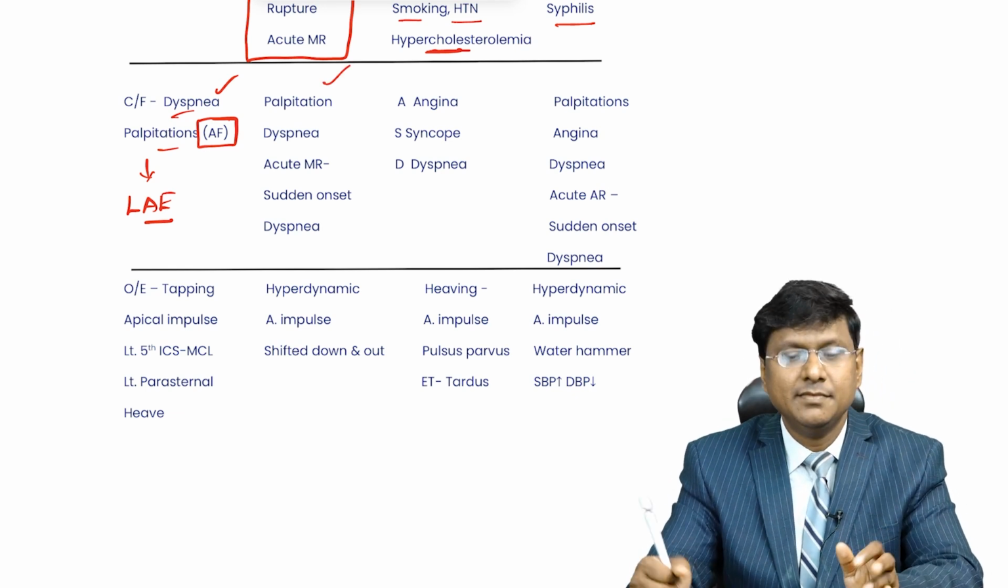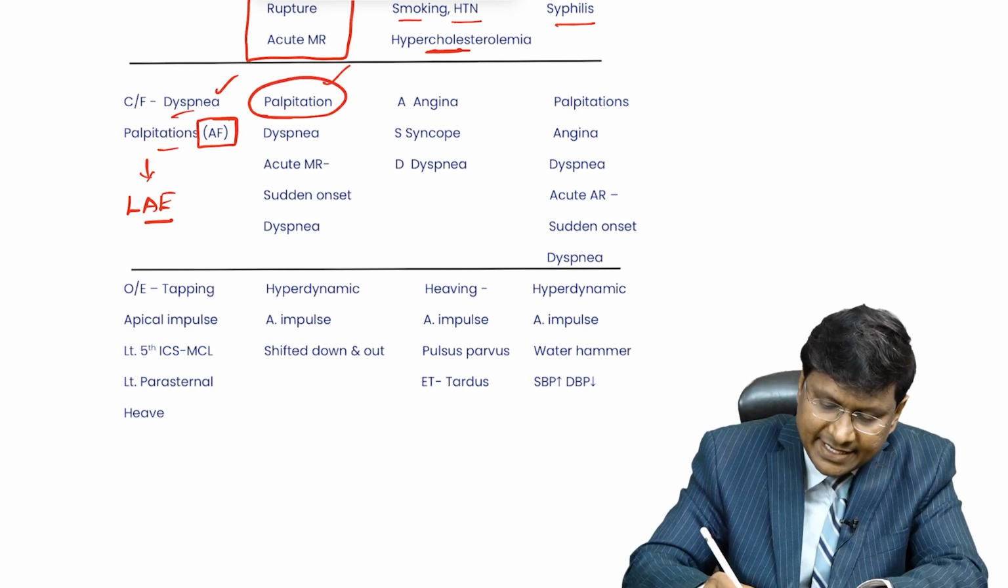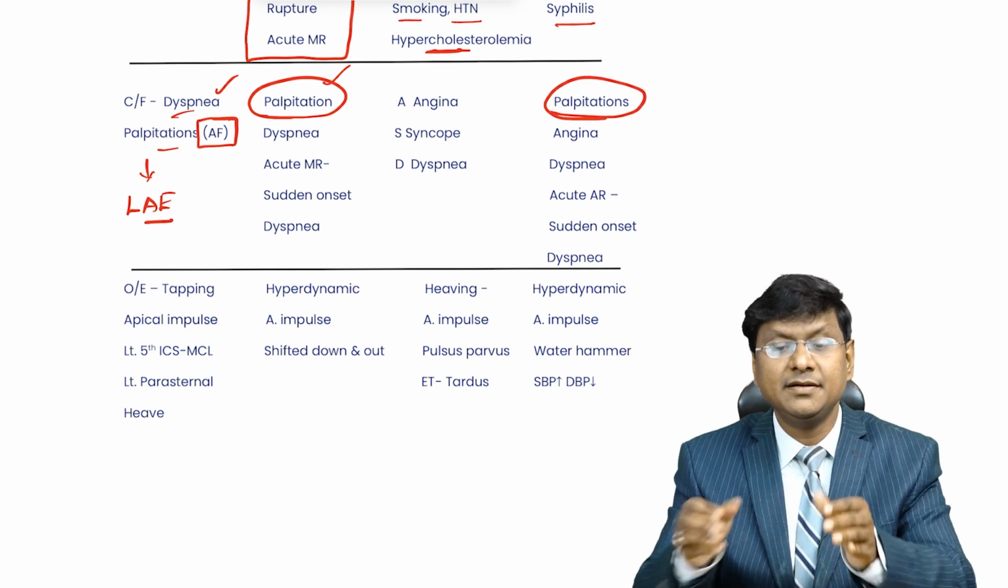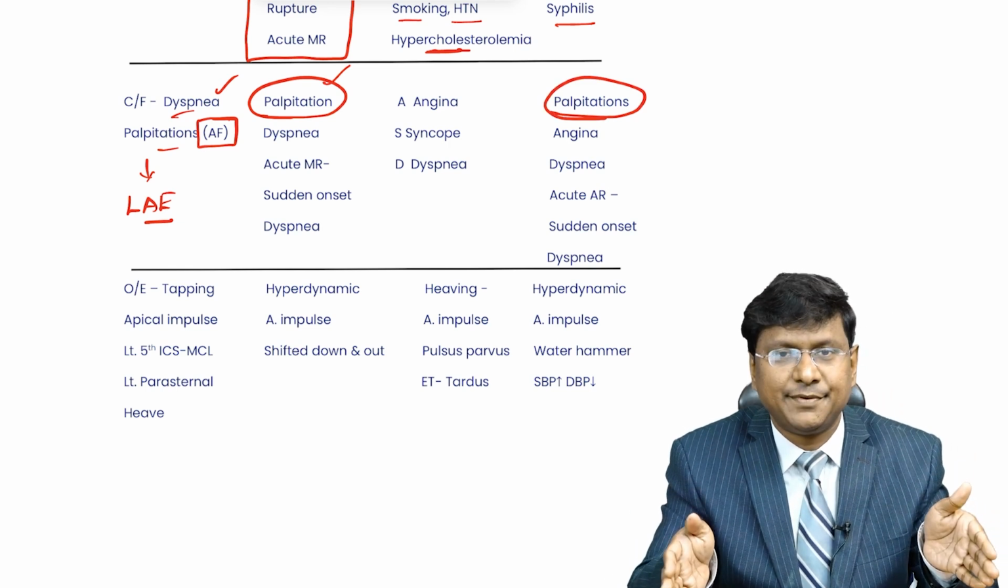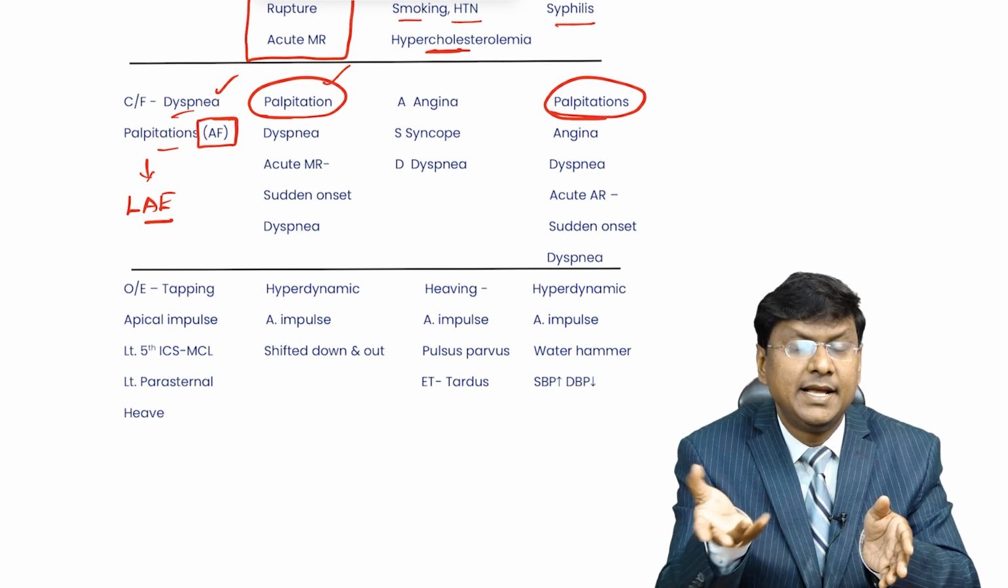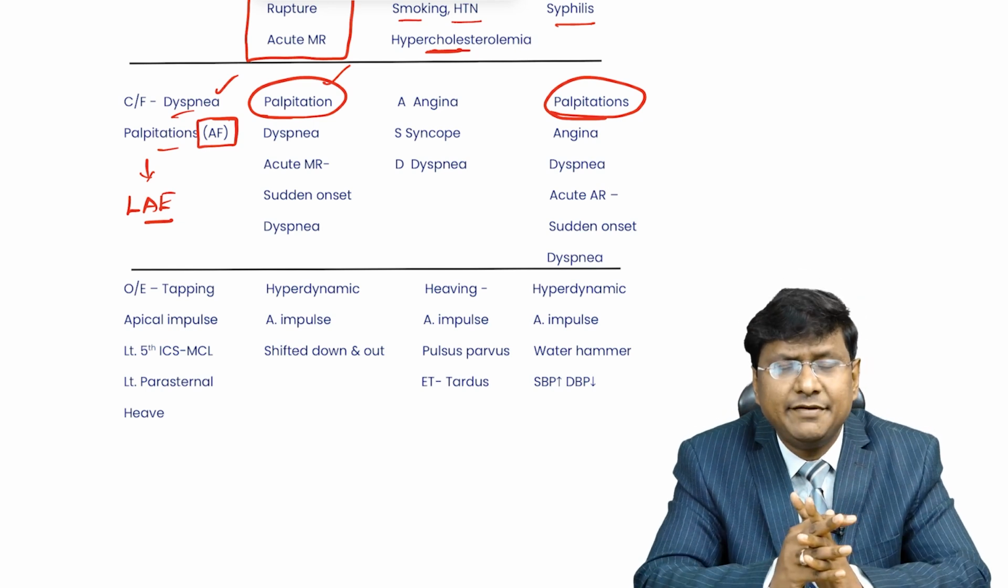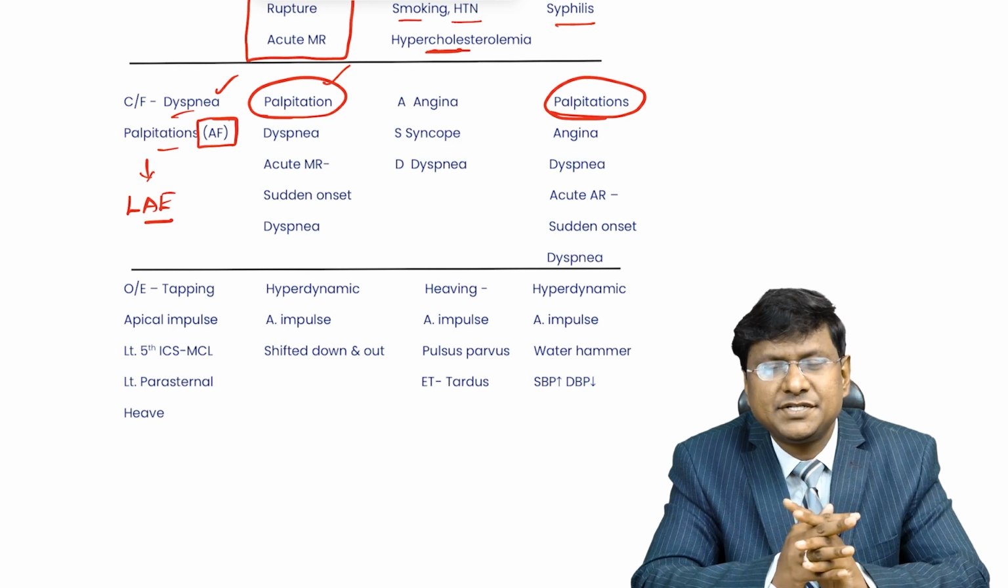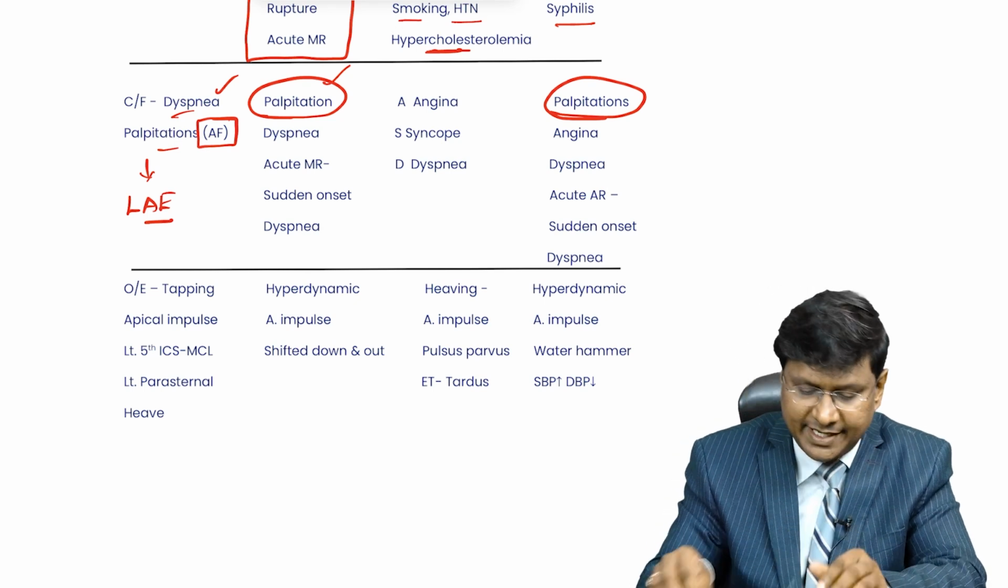Whereas if you take MR as well as AR, they will be having eccentric left ventricular hypertrophy. And this eccentric left ventricular hypertrophy is arrhythmogenic, and thereby the individual will develop palpitations. So palpitations are present in MR as well as AR.